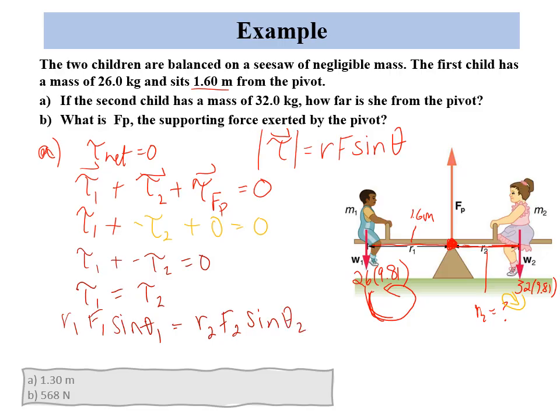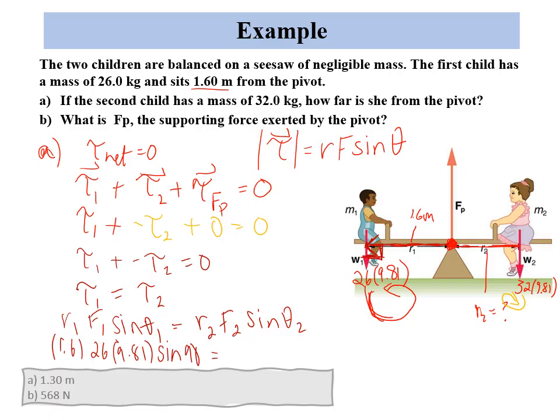Well, R1 is the distance from the rotational axis where this force is applied. That is 1.6. Force is just m times g, so 26 times 9.81. And then when we are to determine the angle, you have to look at the angle between R vector and then the force vector, which you can see here, they're perpendicular to each other, so they're 90. So the angle is 90, and so sine of 90 is 1.